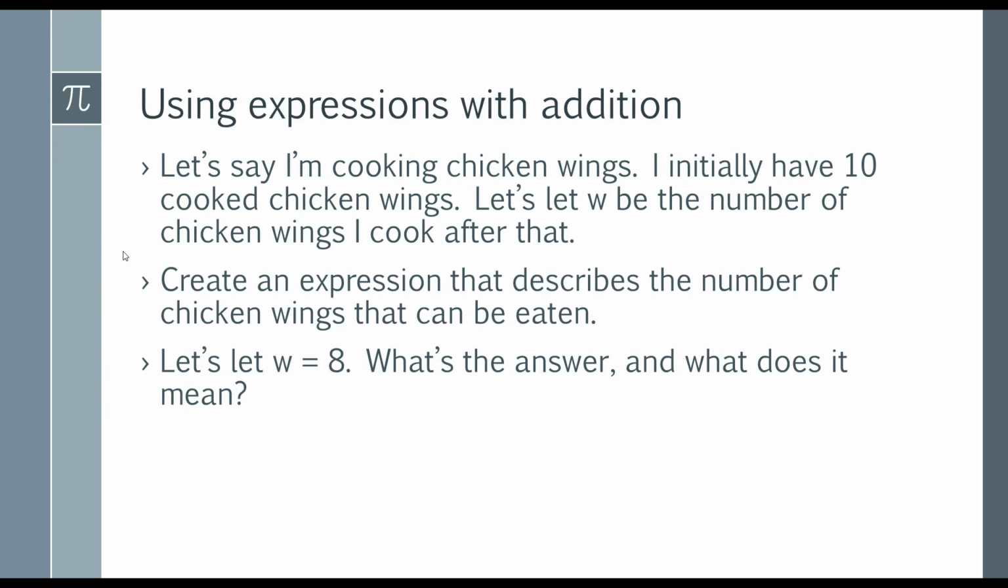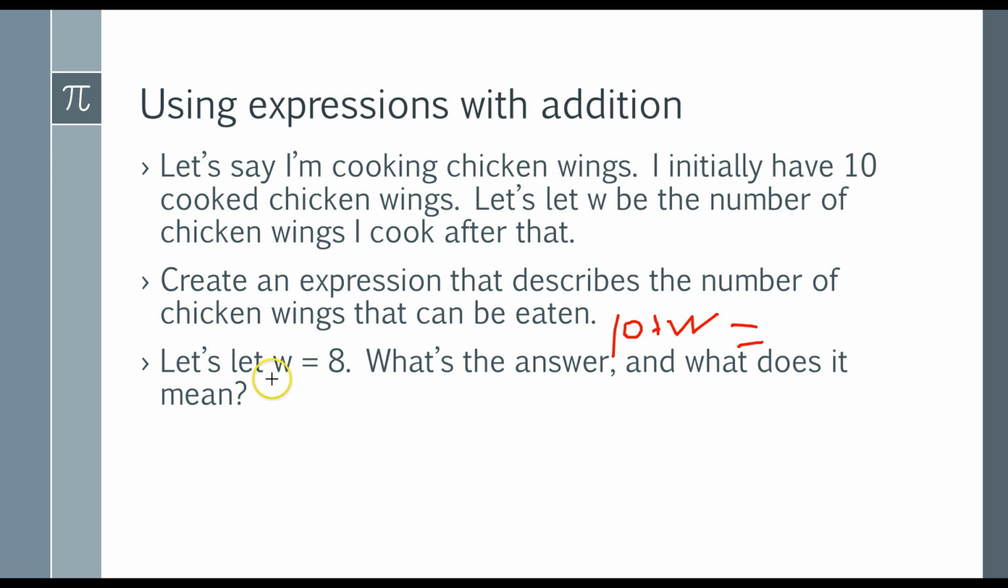So now let's learn how to use expressions with addition. Let's say I'm cooking chicken wings, and I initially have 10 cooked chicken wings. Let W be the number of chicken wings I cook after that. Create an expression that describes the number of chicken wings that can be eaten. This is actually very simple. I initially have 10 chicken wings, and right now I'm cooking chicken wings, so we just simply add W, because that's the number of chicken wings I'm cooking, and this answer right here is the total number of cooked chicken wings that can be eaten.